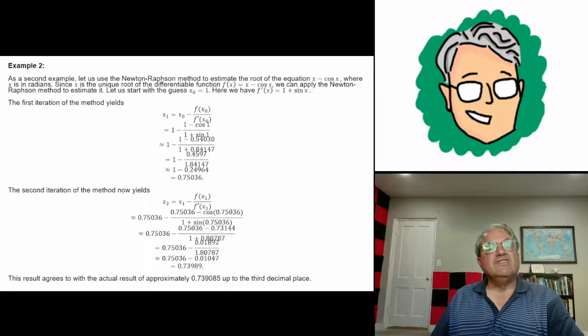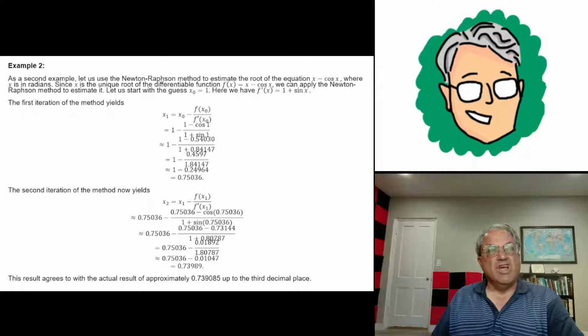So we start with f of x equals x minus cosine x. We want to find the value of x such that x minus cosine x equals 0, which is just another way of saying x equals cosine x. We have to start with a guess. Let's just start with a guess of 1. Kind of pick this out of thin air.